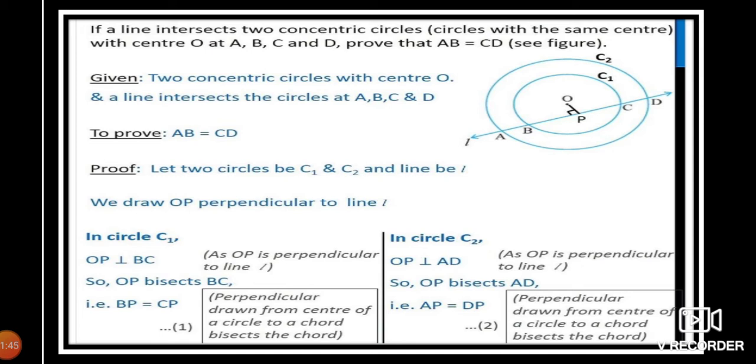OP is perpendicular to BC and AD. L is the one line, students. Now observe: what is given here? A line intersects two concentric circles with center O at A, B, C and D. Prove that AB equals CD. Students, in this case you should observe perfectly the distance. If you are unable to observe the distance, it is totally difficult for you, because here constants are not there. We only have to observe the distance.